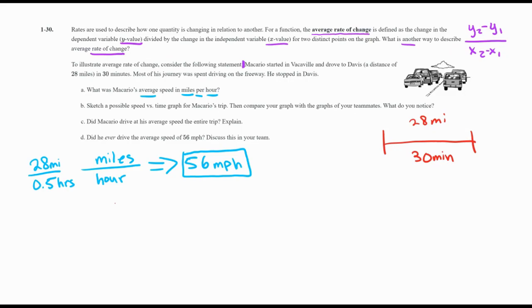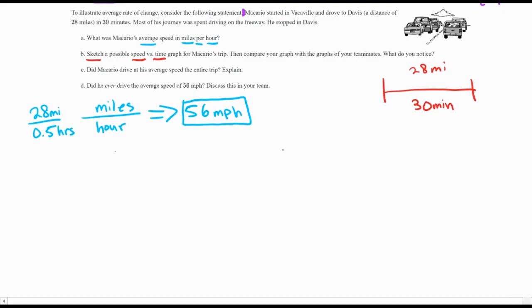Second part, it says, sketch a possible speed versus time graph for the trip. Then compare your graph with the graphs of your teammates. What do you notice? To sketch the speed versus time graph, I'm going to scroll down here a little bit. I'm going to make time the x value. Time usually goes with the x-axis, so let's assume that going forward. And speed, remember, we're talking miles per hour, whereas for time we were talking hours.